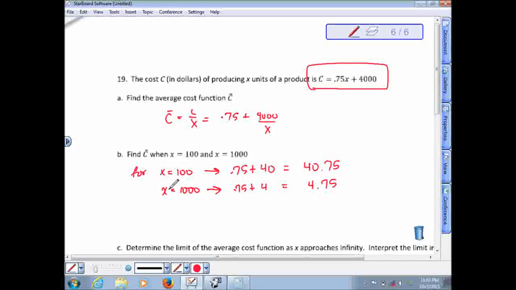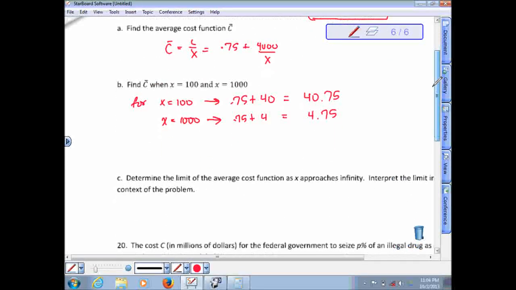So as they continue to produce more and more, the average cost is going to continue to go down, but it's only going to go down up to a certain point. This was our discussion on limits to infinity, and that's the next question here. Determine the limit of the average cost function as x approaches infinity. So the limit as x approaches infinity of 0.75 plus 4,000 over x.